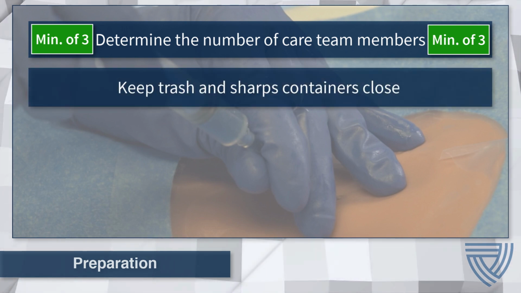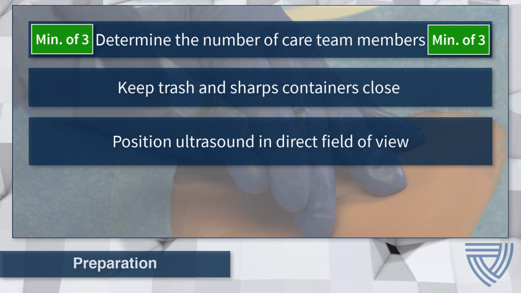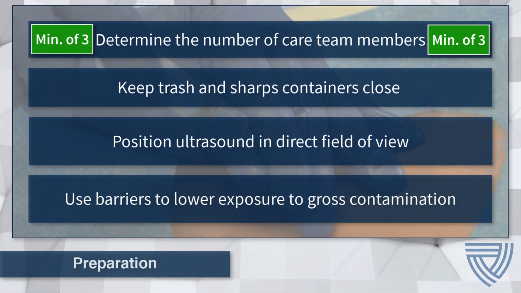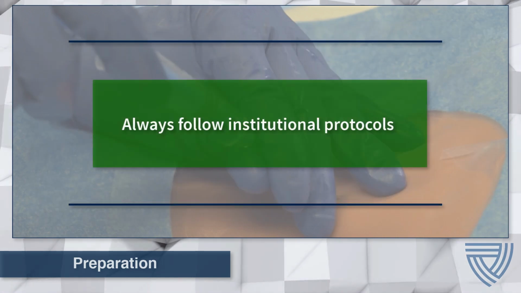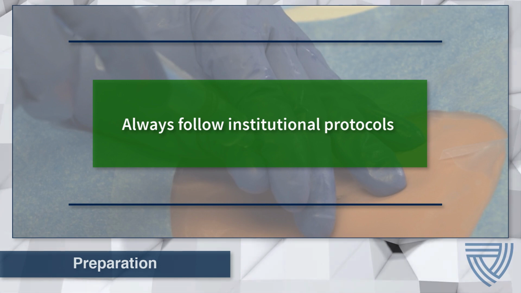Place trash and sharps containers close to the area to minimize the need for movement once the procedure has started. Place the ultrasound within your field of view, noting the limited peripheral vision you will have while wearing the PAPR. Place an absorbent pad underneath the patient to absorb any fluid seepage and to facilitate cleanup. As with any procedure, ensure institutional protocols are followed at all times. For example, conduct a timeout with all care team members just prior to the procedure to validate the approach and process, and ensure all required equipment and supplies are prepared.